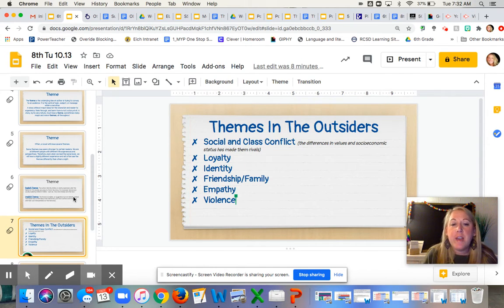Okay. Friendship and family are also two separate themes, but they can also be put together too, just relationships of people we are close with. Empathy, that's understanding other people, putting yourself into other people's shoes. That's a big one. And so is violence. Okay, so those are all themes in The Outsiders. And maybe some of those are more obvious to you and speak to you more, and then maybe some of them don't really. But that is based on your interpretation, your life experiences, the way you view the world.